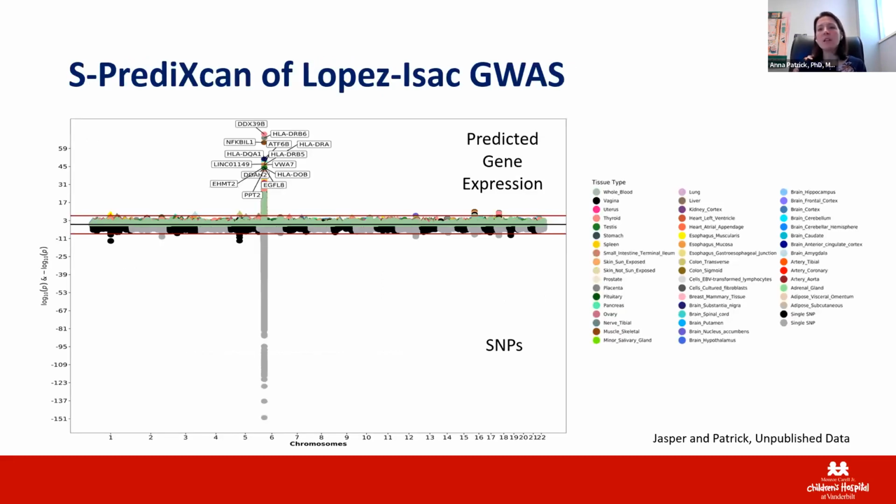This is a Miami plot depicting the S-PrediXcan results. The study SNPs are below and the predicted gene expression is on the top with significance on the y-axis. The predicted gene expression is shown for specific tissue types, which are represented by the colors on the right. It's okay that you can't read the colors. So we have a very dense set of enriched significance in chromosome 6, which is a known region important for immune genes, and it's highly associated with autoimmune conditions and with JI.